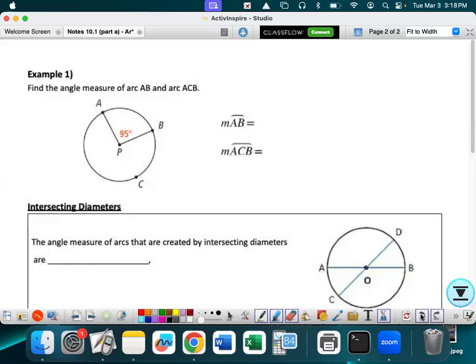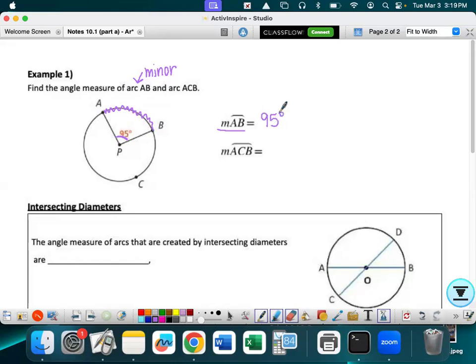I should use a certain color. Let's see. I'm going to use, we'll go with purple. There we go. Okay, so when I'm talking about minor arc AB, we're talking about this one. So go ahead and write down what you think that angle measurement is. So we just talked about how your central angle will be the same as the arc measure. So if our central angle for that region is 95, so will arc AB.